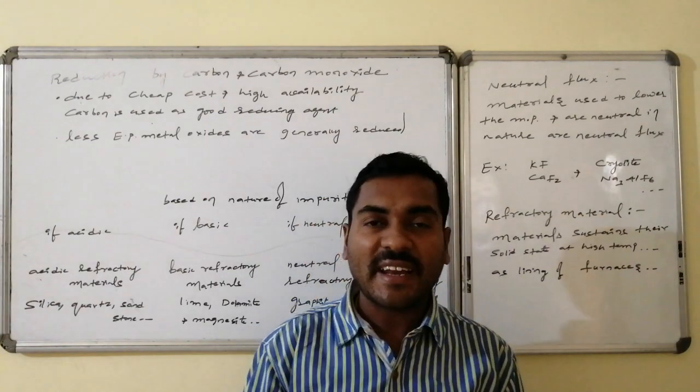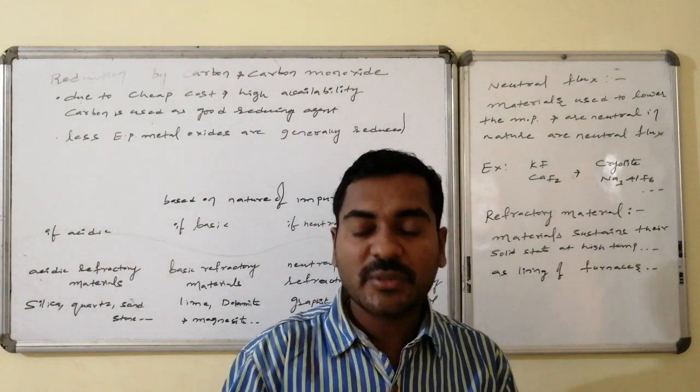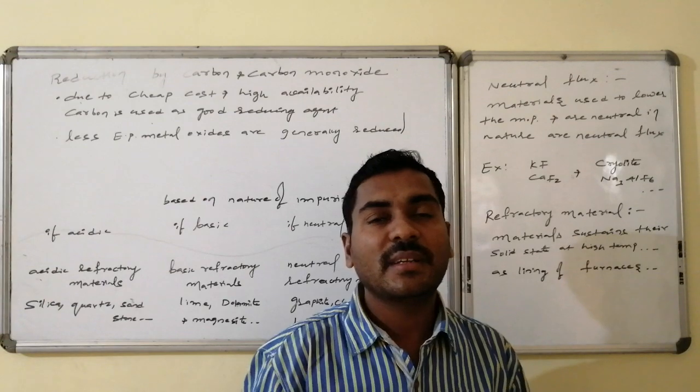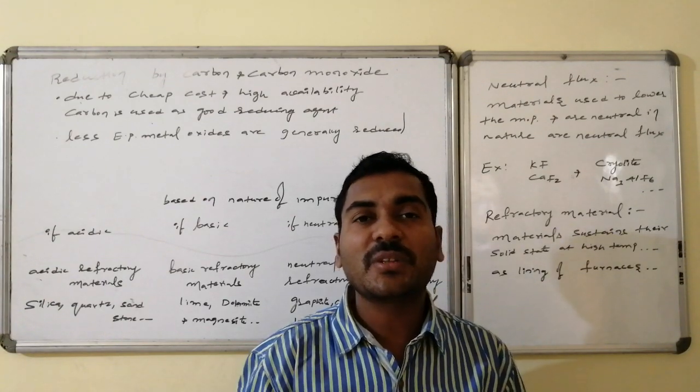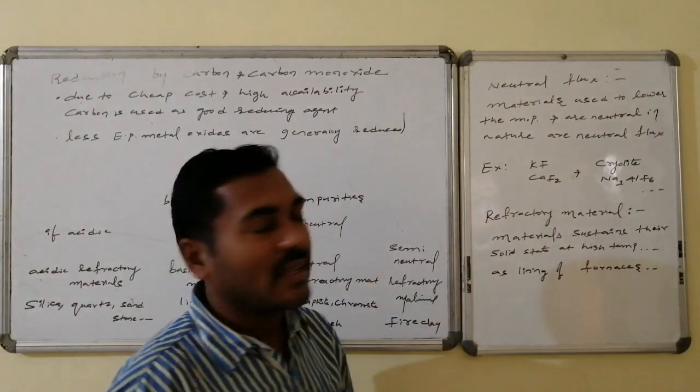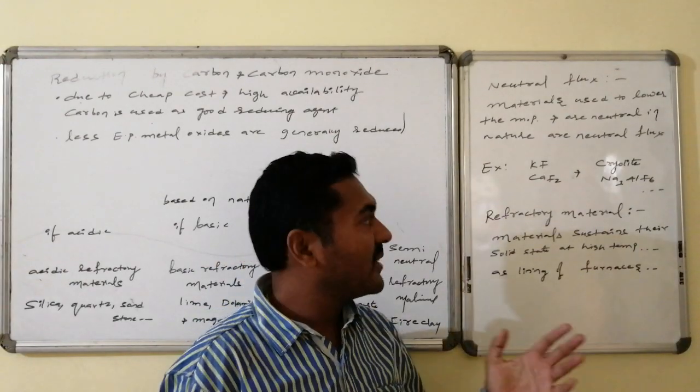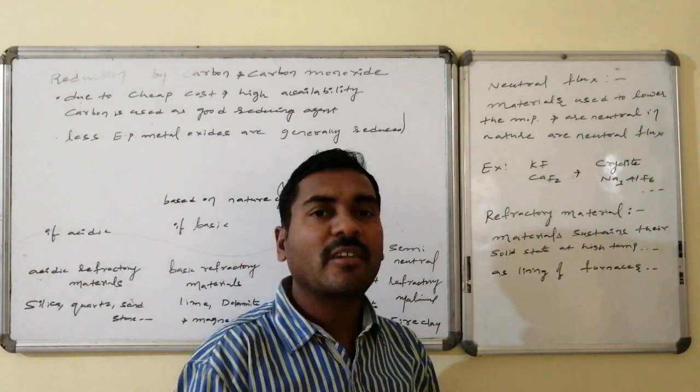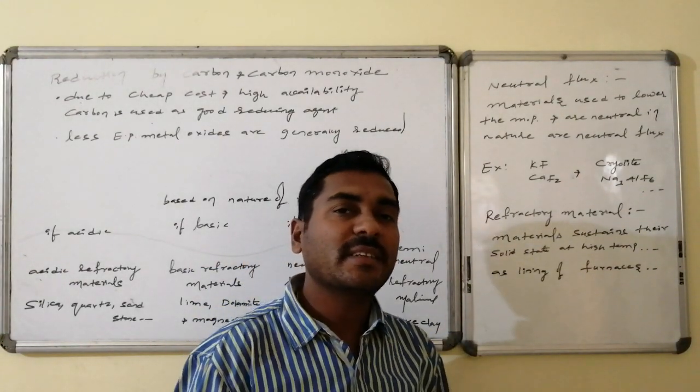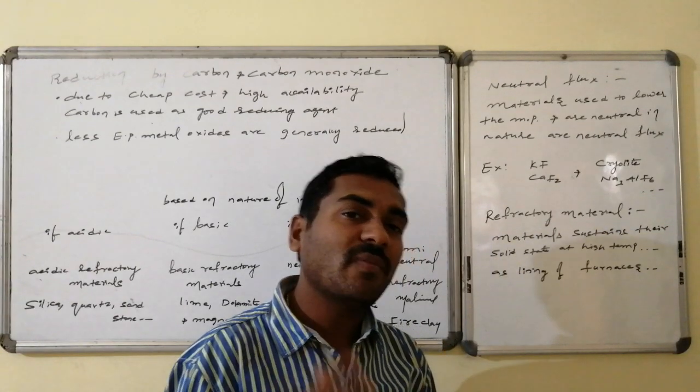Similarly, there are certain other materials which have neither acidic nor basic nature, but act as fluxes. They reduce the melting point of the system. Such fluxes are said to be neutral fluxes, like potassium fluoride, calcium fluoride, cryolite, Na3AlF6. These have neither acidic nor basic nature, hence are said to be neutral fluxes.